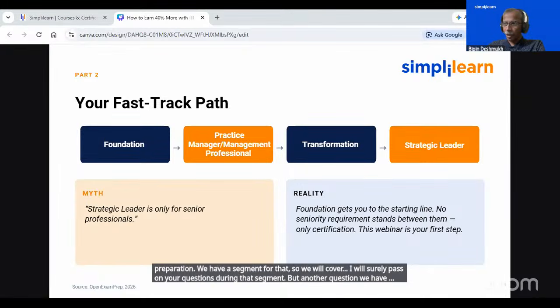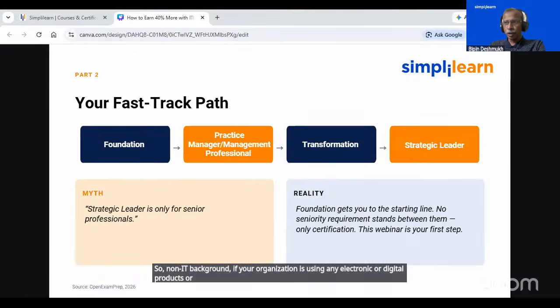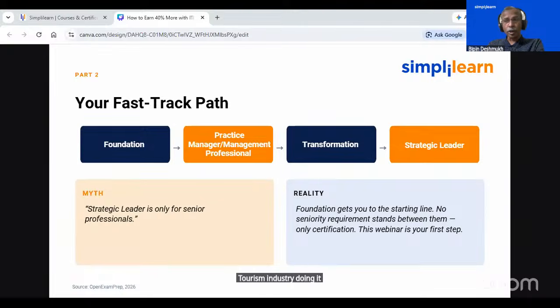If you are from a non-IT background and your organization is using any electronic or digital products and services to deliver value to your consumers, yes. I have seen many people in HR doing it. I have seen many people in retail doing it. I have seen many people in the hospitality and tourism industries doing it. So it is not a restriction, because the customer is everywhere.